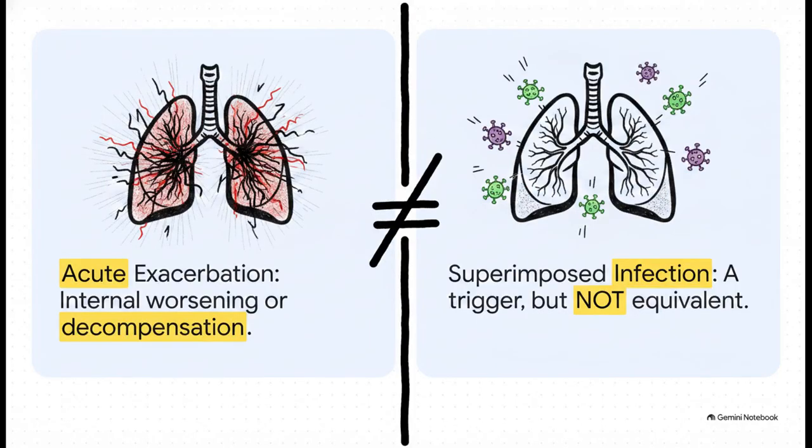Now, you've got to draw a clear line in the sand with this next point. The guidelines explicitly state that an acute exacerbation is absolutely not equivalent to an infection superimposed on a chronic condition. Yes, an exacerbation might be triggered by an infection, that happens all the time, but they are not the same thing in the eyes of ICD-10-CM. A trigger is just a trigger. This distinction is literally the bedrock of accurate respiratory coding.